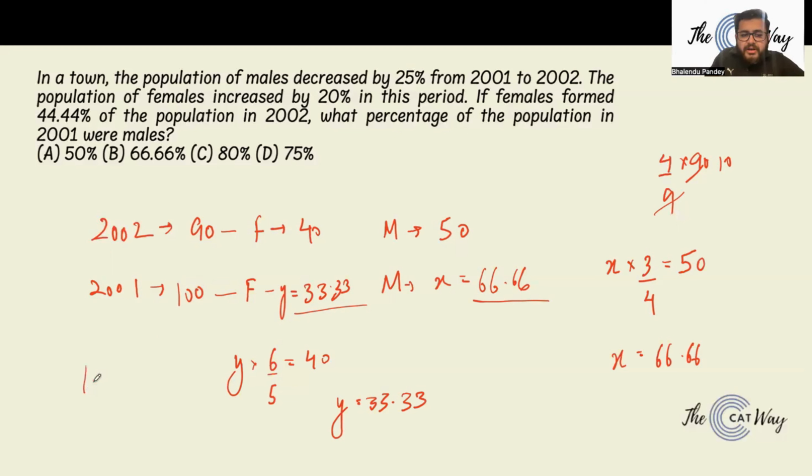So out of 100, there are 66.66 males, so the percentage gives you a value of 66.66%. That is option B, which becomes my correct answer. All right, let's move on to the next.